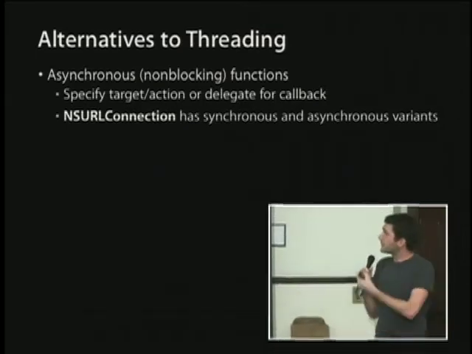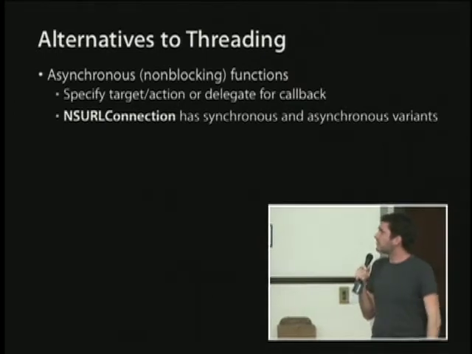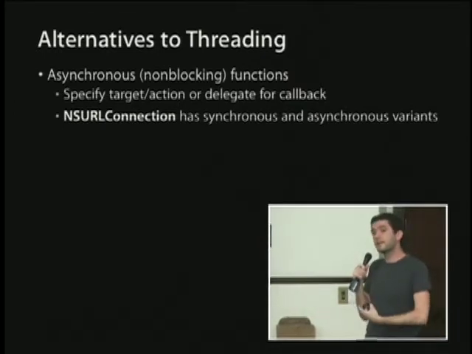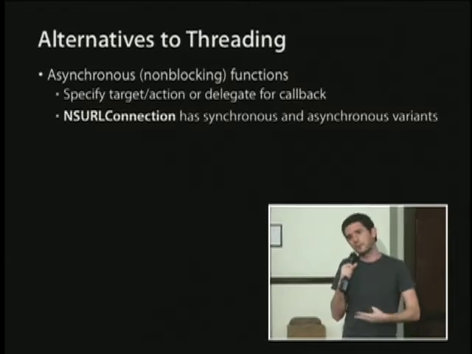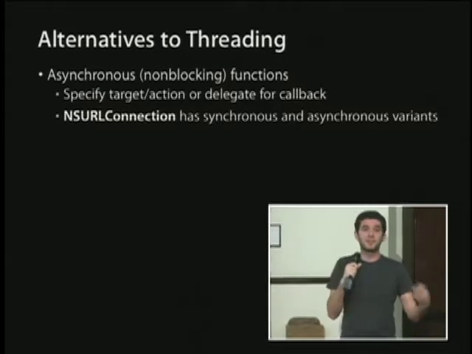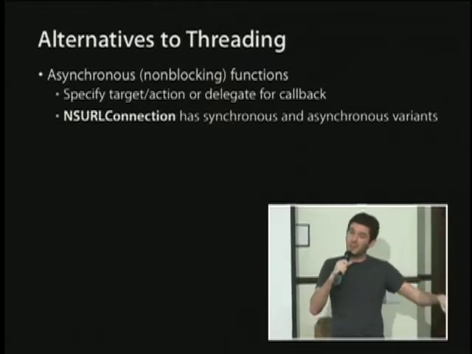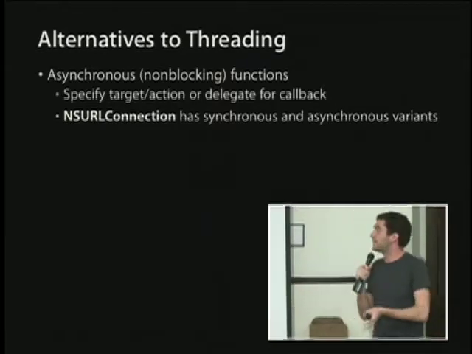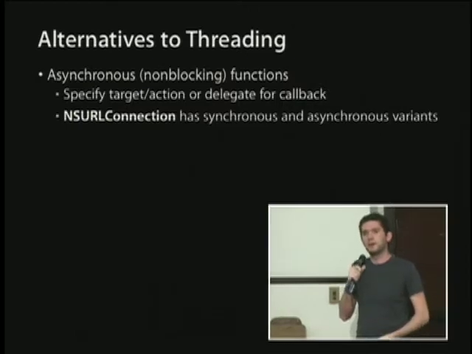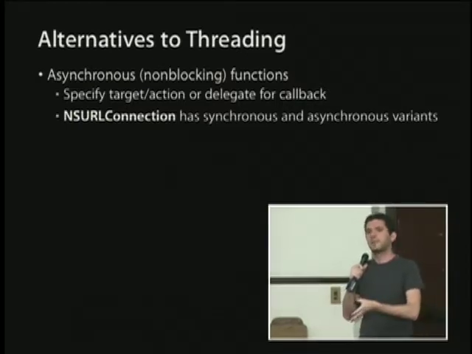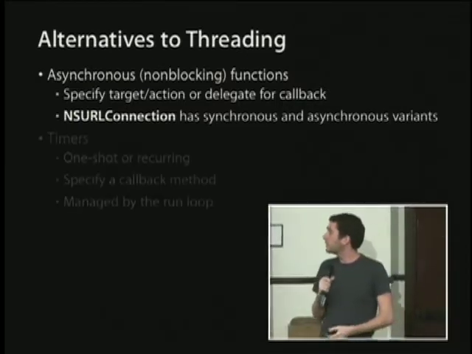Some examples of that are NSURLConnection, which has both synchronous and asynchronous variants. This is a class that lets you pull data off the internet from a URL. You can either do it synchronously and get the data right back, but you'll be blocking the thread, or you can do it asynchronously, and you'll get a target action. Basically, you can specify a target object to get an action called on it when the data is available.